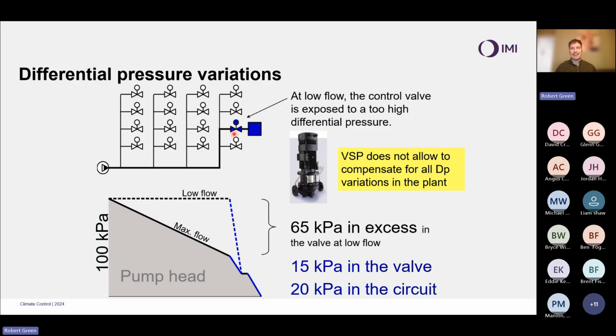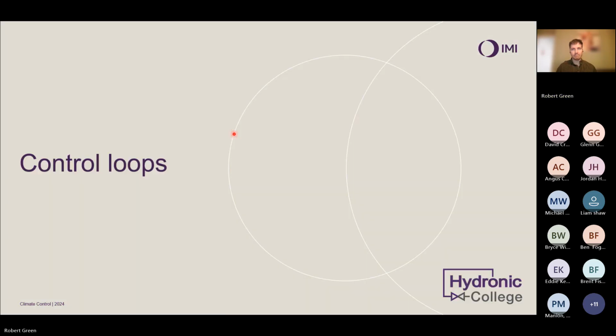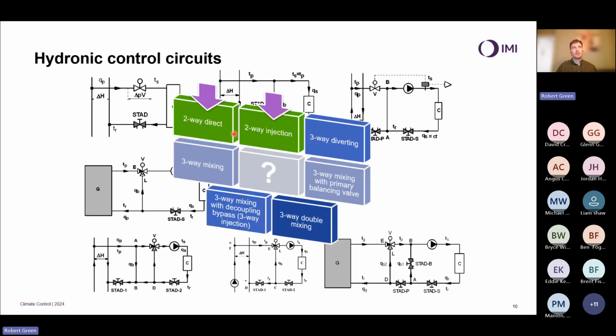But what I want to do today is actually look at some of these control loops in action. And the two we're going to be covering today are two-way direct circuits, circuits like this, very typical for things like fan coil units, chilled beams, all of this sort of thing, and something called an injection circuit, which is something like this, where we have a secondary pump providing a constant flow through this secondary side of the system.